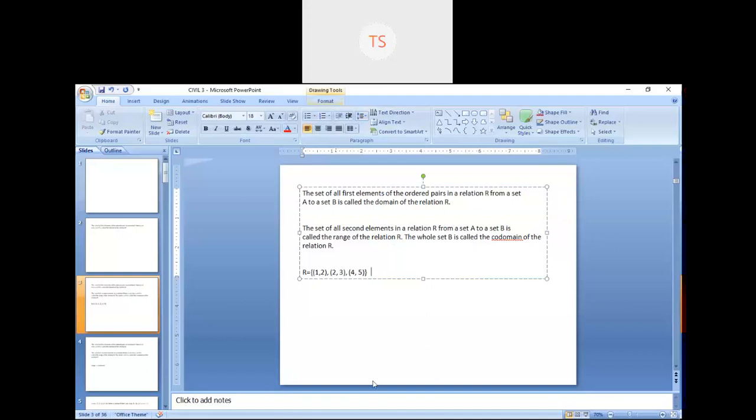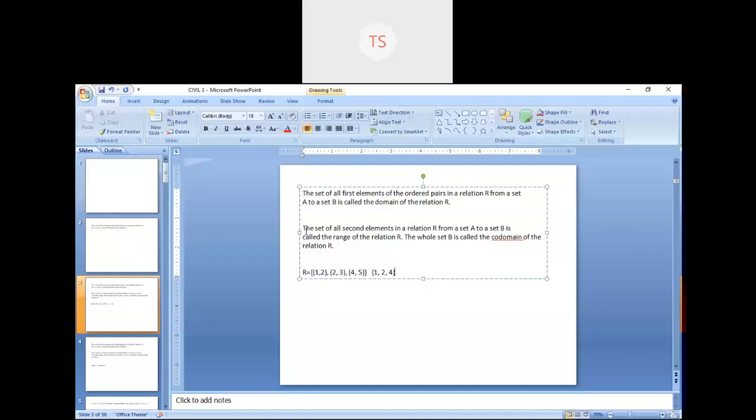Yes, ma'am. So what are the first elements of this relation R? One, two, and four. So if you write the first elements 1, 2 and 4 in the form of a set, see here I have written the elements under the curly bracket. That means it is a set. So this particular set is known as the domain of this particular relation R. So is it clear? Always remember, the collection of first elements of a relation is known as the domain.